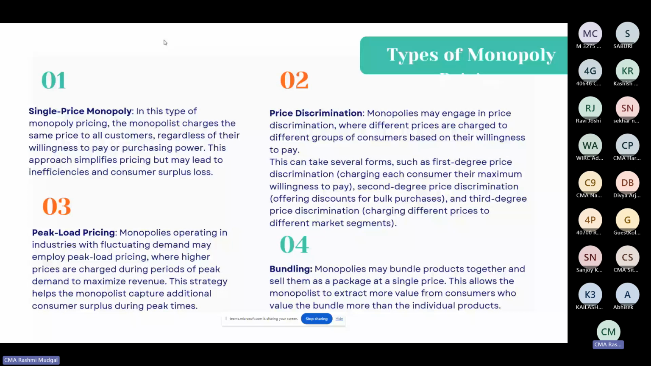Peak load pricing, at the time of peak. At the time when industry demand is fluctuating, a monopolist may employ peak load pricing, where higher prices are charged during periods of peak demand to maximize the revenue. This strategy helps the monopolist capture additional consumer surplus during the peak time.